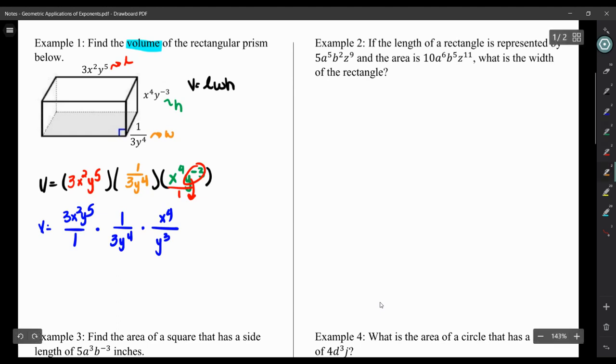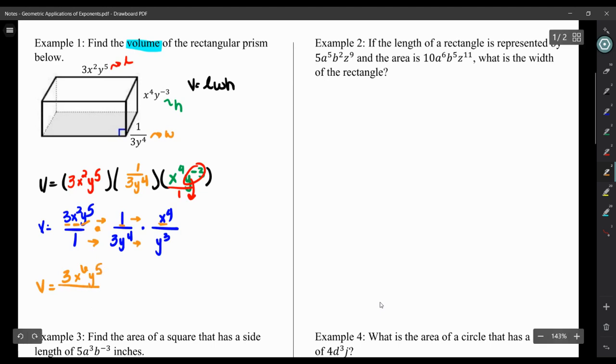Now, when you multiply fractions, we multiply straight across. So the numerators all get multiplied and the denominators all get multiplied. So our volume is, well, 3 times 1. Those are not exponents, those are coefficients. So 3 times 1 is simply 3. x squared times x to the 4th. Well, if you're multiplying bases, you add their exponents. So this is going to be x to the 6th. 2 plus 4 makes 6. y to the 5th, well, there's no more y's being multiplied on the top. So y to the 5th will just stay y to the 5th for now.